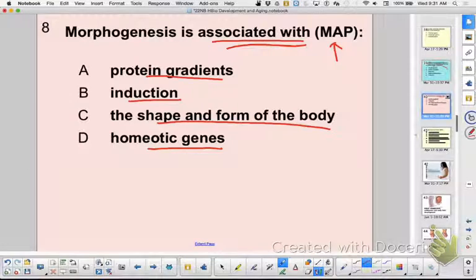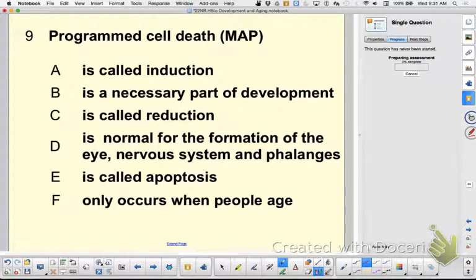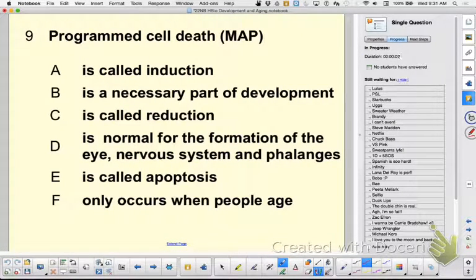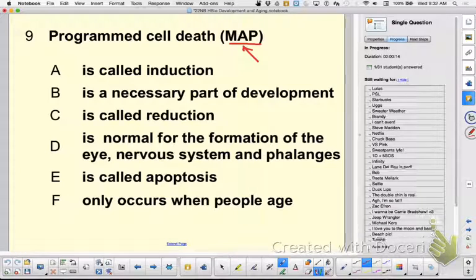And then one more. This I can do. Program self death.